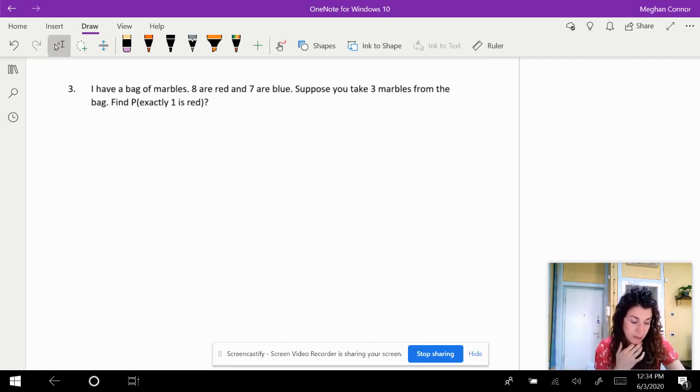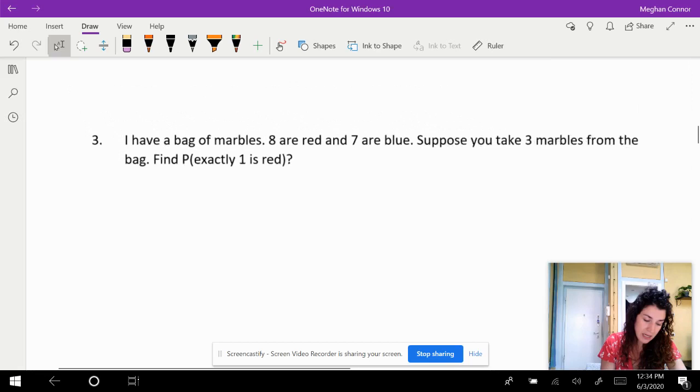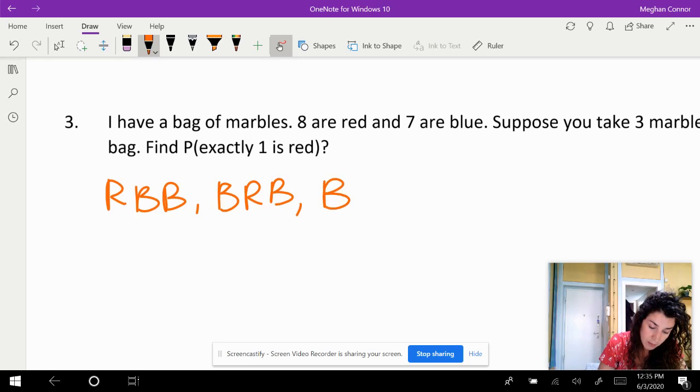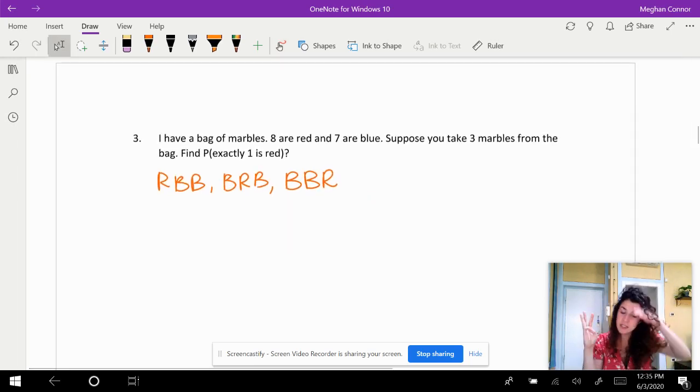Suppose you take 3 marbles from the bag and find the probability that only 1 is red, but it doesn't say in which order they are red. So you could have done red, blue, blue, blue, red, blue, or blue, blue, red. Those are 3 different situations that would fall under this category. And so now we're going to build a tree diagram and then use that tree diagram to solve for the probability.